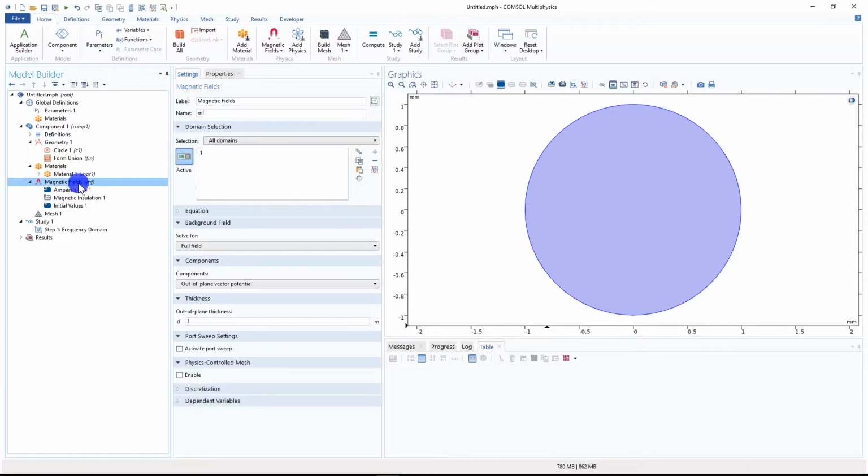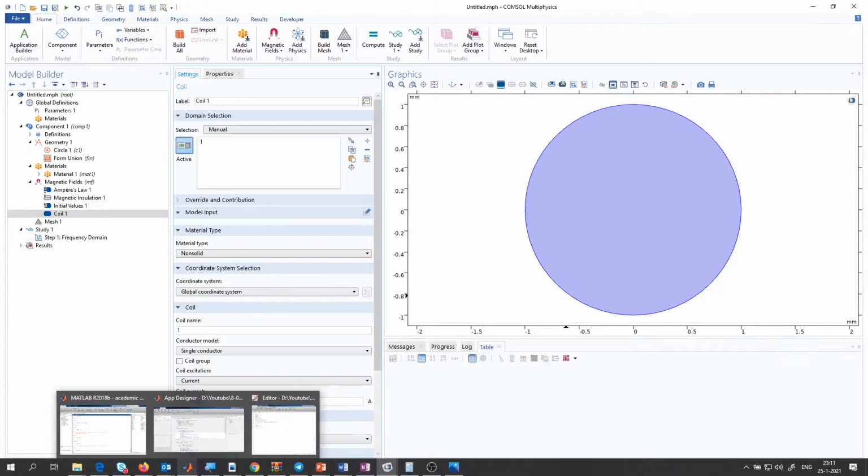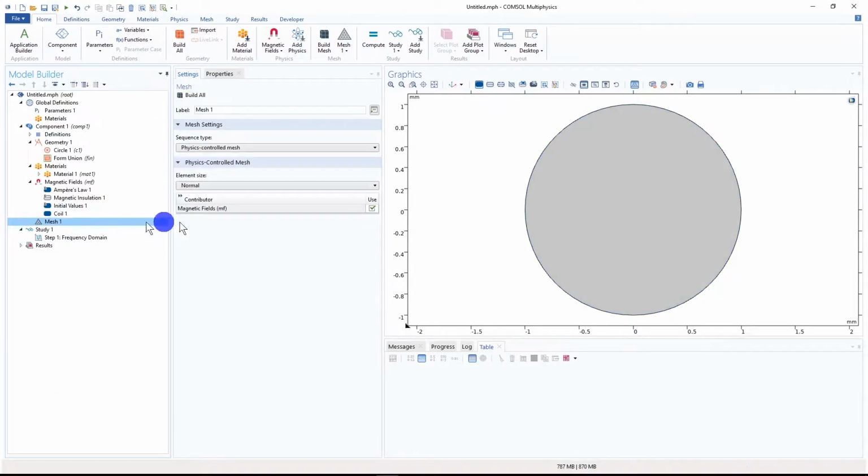And in the magnetic field, I right click, create a coil, and select this coil. This wire will be the coil, and the current through the coil is 1 amp. And for the mesh, I select extra fine mesh.